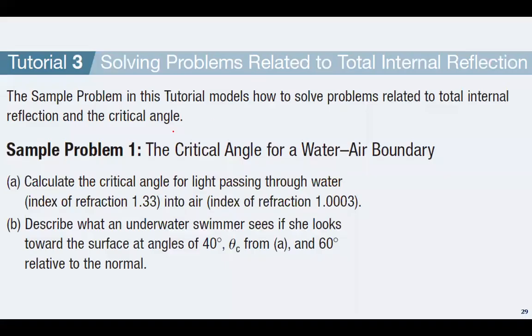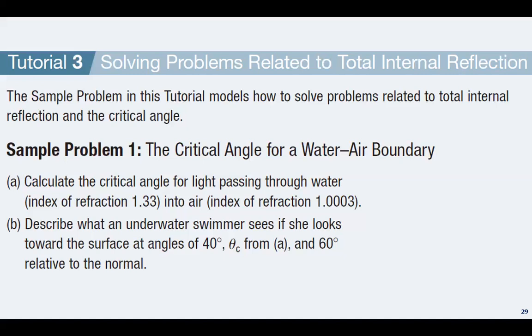Okay, so now let's consider a problem here. First, calculate a critical angle for light passing through water, which has index of refraction 1.33, into air, which has index of refraction 1.0003. Next, describe what an underwater swimmer sees if she looks towards the surface at angles of 40, θc, and 60 degrees relative to the normal.